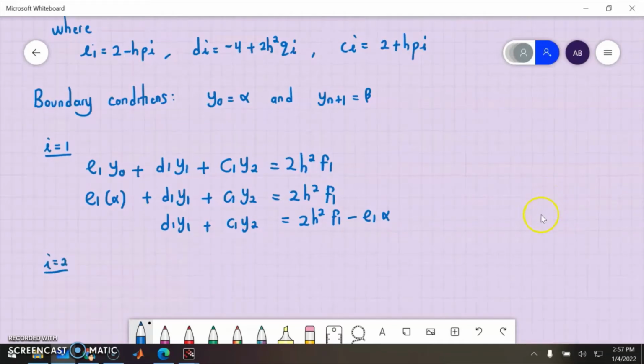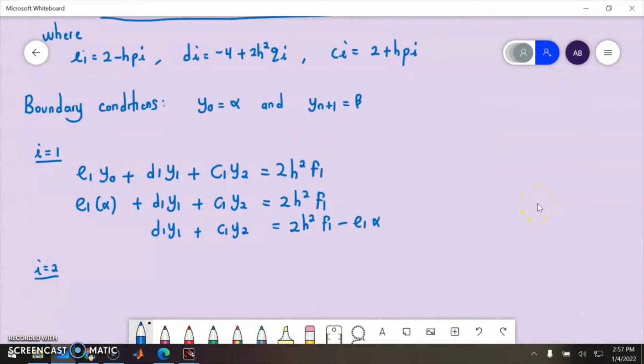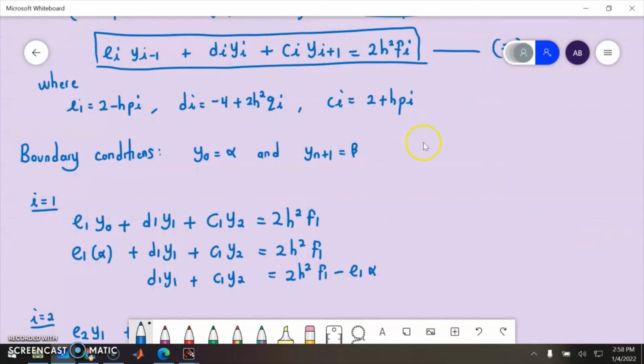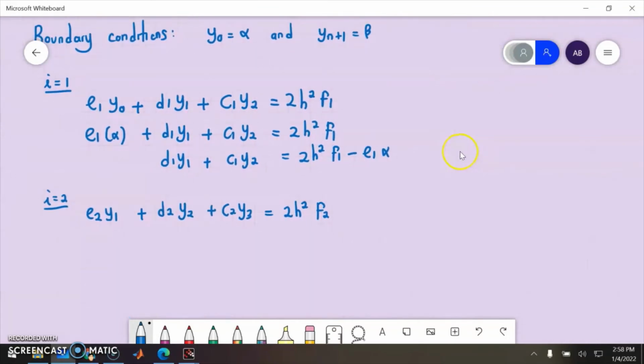Now, similarly, we can continue for I equals 2. Look at equation 7, E2. I will have E2 Y1 plus D2 Y2 plus C2 Y3 equals 2H squared F2. When I equals 2, substitute into equation 7. Can we simplify this? Nothing. And similarly, if I equals 3, we have E3 Y2 plus D3 Y3 plus C3 Y4 equals 2H squared F3.